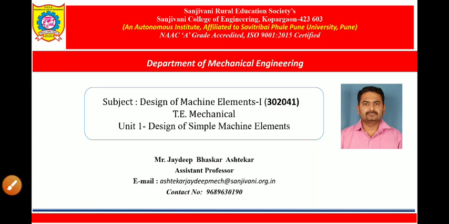Hello friends, today we are going to start with the first unit of Design of Machine Element Part 1. The name of our first unit is Design of Simple Machine Elements.